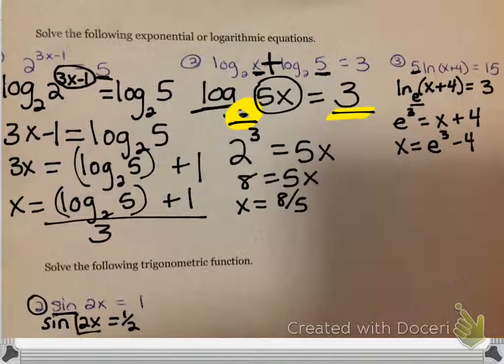So then I would just set 2x equal to those two values. So I would have 2x equals pi over 6 or 5 pi over 6. And then I would just divide by 2. So my answers would be pi over 12 or 5 pi over 12.